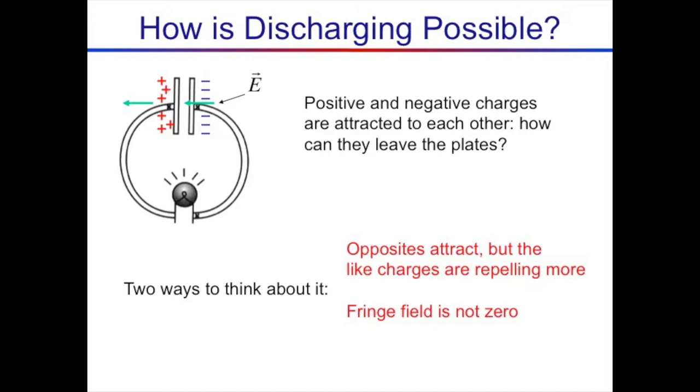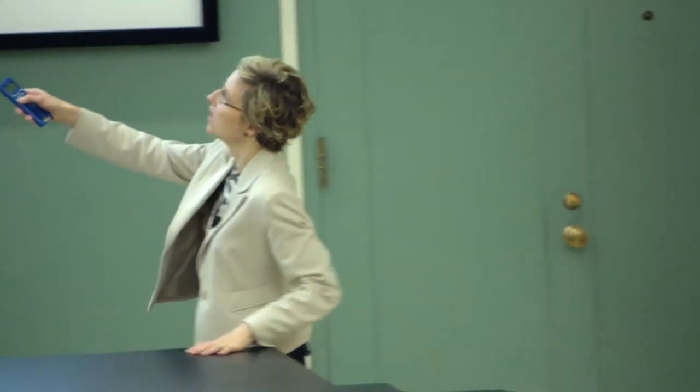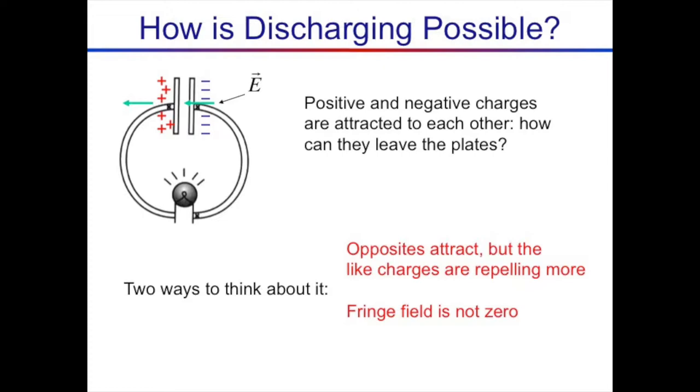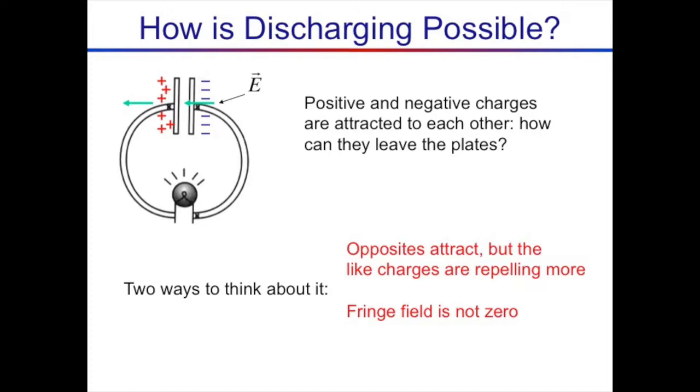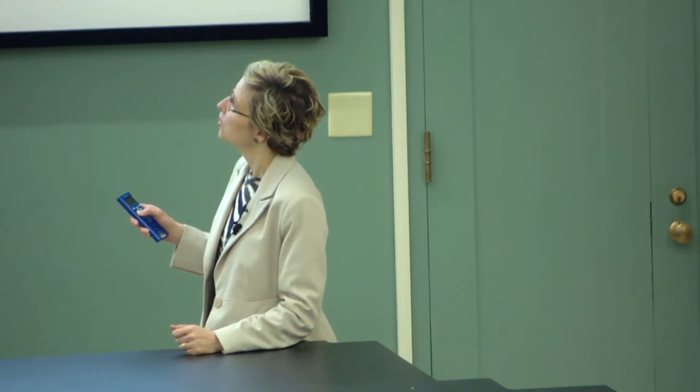One way to think about it is that these oppositely charged plates have the charges attracting each other, but like charges are repelling even more, because each of these positive charges is much closer to the positive charges than it is to the negative charges. So once I hook things up to discharge, the positive charges repel each other, the negative charges repel each other, and then current starts flowing. Another, equivalent way to think about it is that once we hook things up in the discharging case, the fringe field outside of the capacitor is not zero. There actually is a small fringe field out here, drawn in the green arrows, coming out of the positive plate and back into the negative plate. That's what drives the initial current, and actually it drives the current the whole time during the discharging process. The fringe fields are small, but they are what drives things in these cases.